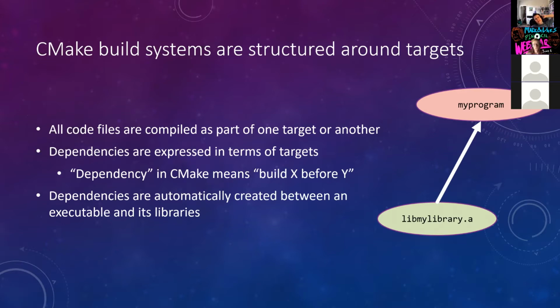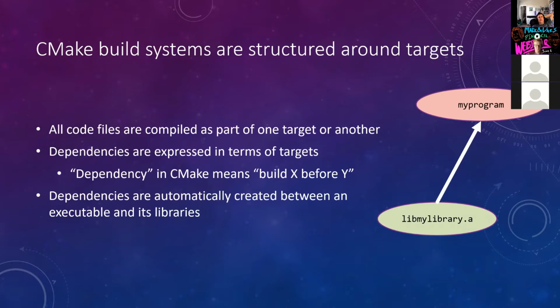All dependencies between code files, like you might have one target that uses another target, are always expressed between targets. You don't really have dependencies between files like you might have used with Makefiles. You can only express dependencies between targets. There are some exceptions with custom commands, but we won't talk about that right now.